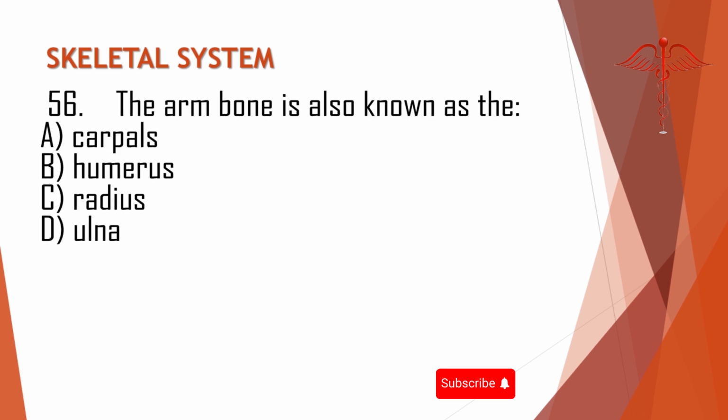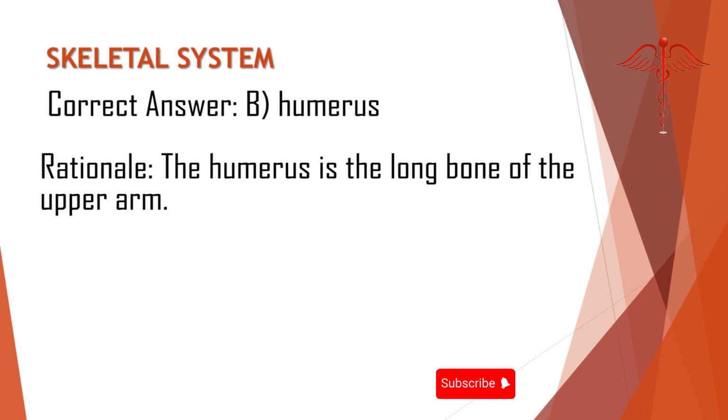56. The arm bone is also known as the A. Carpals. B. Humerus. C. Radius. D. Ulna. Correct answer, B. Humerus. Rationale: the humerus is the long bone of the upper arm.